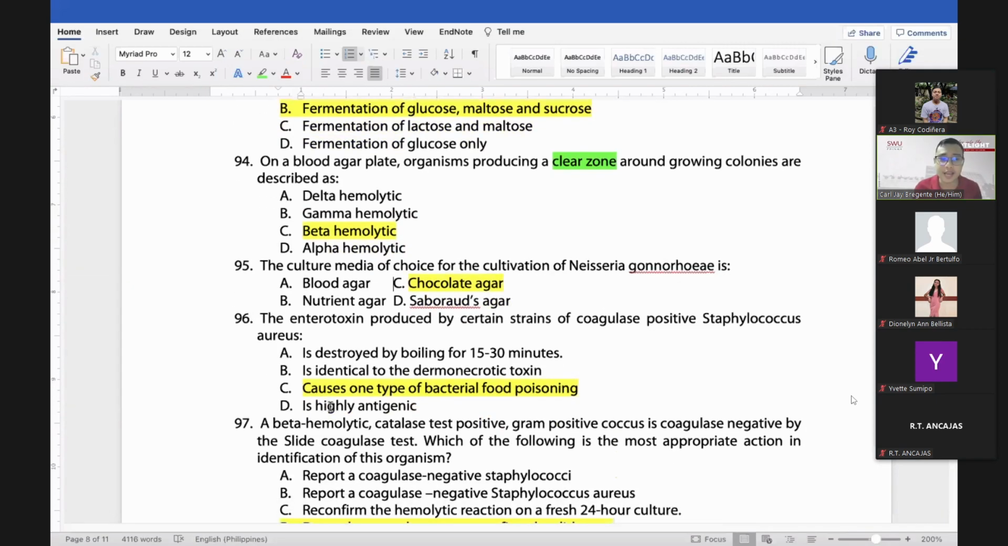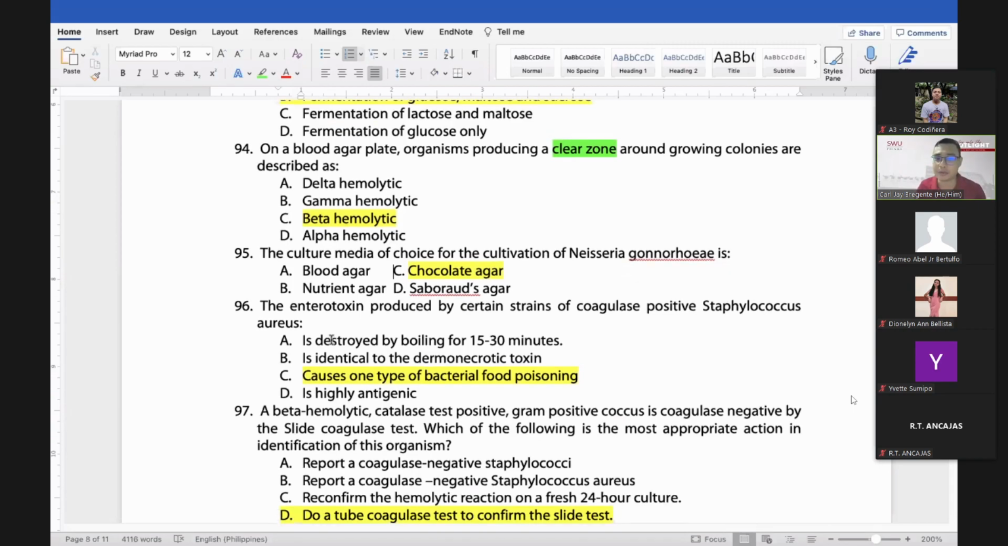96. The enterotoxin produced by certain strains of coagulase positive Staphylococcus is destroyed by boiling? No. Identical to dermonecrotic toxin? No. It's highly antigenic? Enterotoxins are not highly antigenic. But the correct answer is it causes one type of bacterial food poisoning.